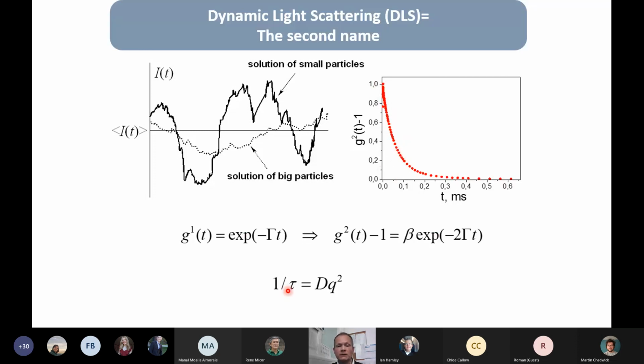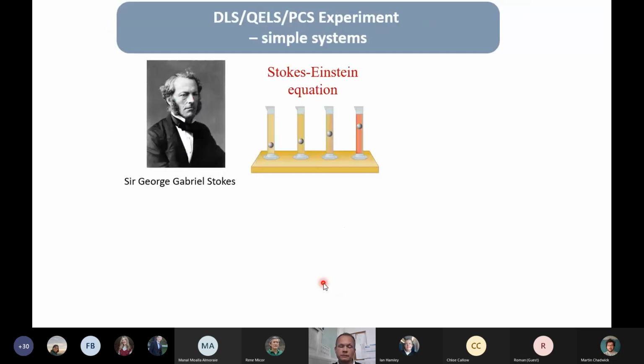And it works in the following way. For monodisperse particles, the correlation function is supposed to be an exponential function. And from the analysis of the exponential function, we can get the characteristic time. And this characteristic time, tau, is directly proportional to the diffusion coefficient. Right. Now, I hope I convinced you that using dynamic light scattering from a solution of monodisperse, non-interacting, dilute food proteins, we can get the experimental value of the diffusion coefficient.